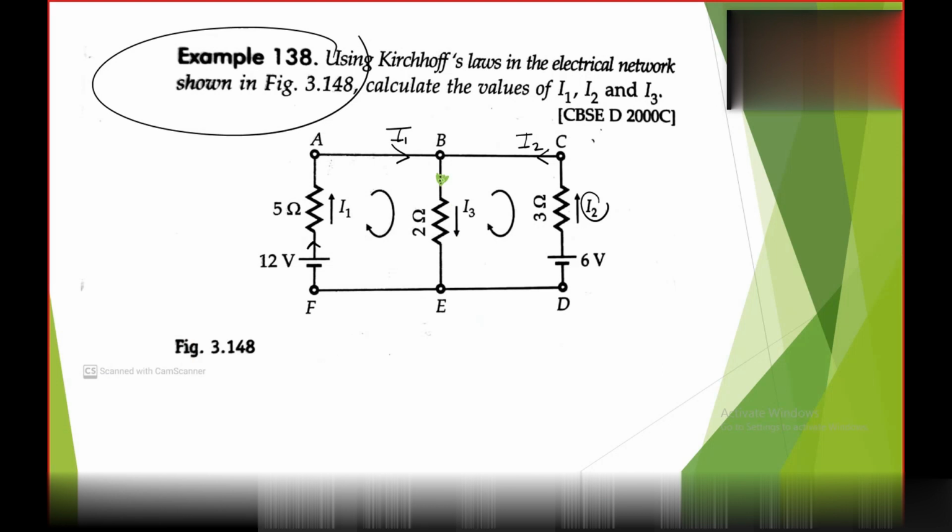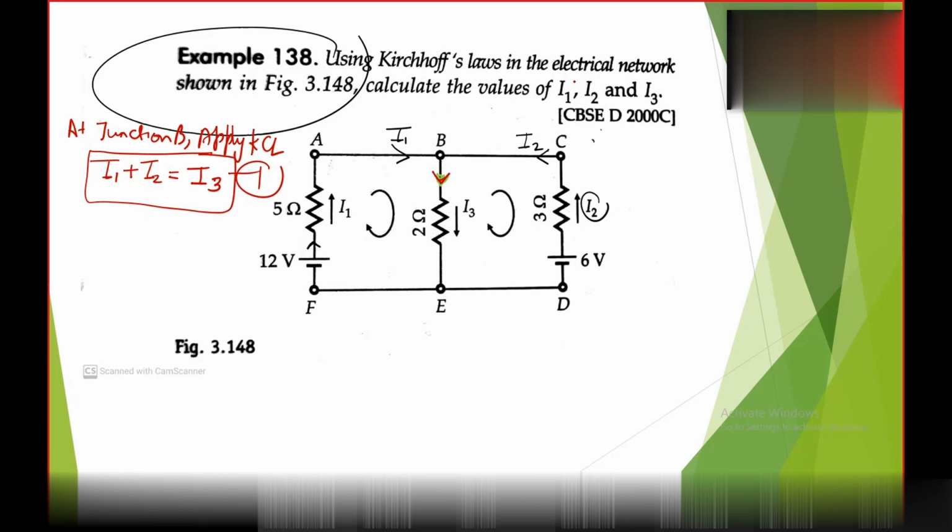So we can write that I will be equal to, just a minute, I'm selecting another marker. Yes, so I1, this is incoming current. I2, this is also incoming current at junction B. At junction B, apply KCL. I1 plus I2 both are incoming currents and this is the outgoing current. So incoming current is equal to outgoing current. So this is our first equation.